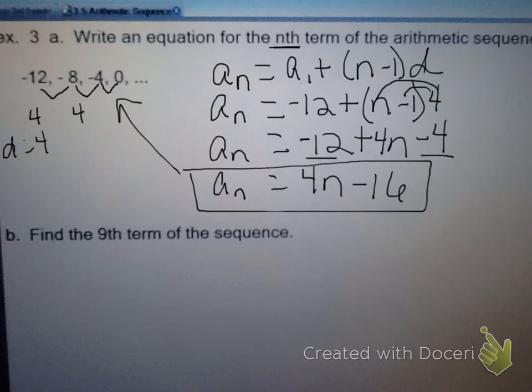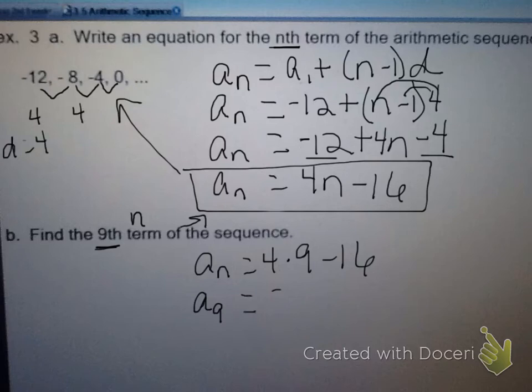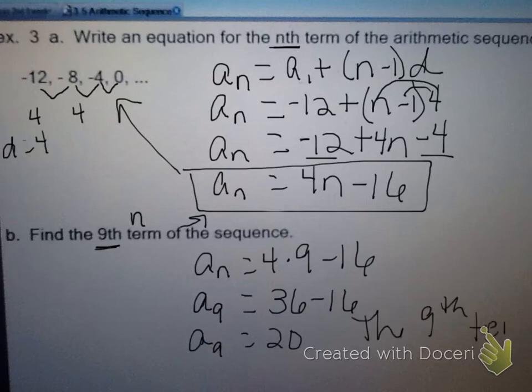Part B, find the ninth term of the sequence. Term stands for n. So we are going to plug 9 in for n into this equation. So that's a sub 9, meaning the ninth term is 4 times 9 is 36 minus 16. That is, a sub 9 is equal to 20. What that means is the ninth term of this sequence is 20.